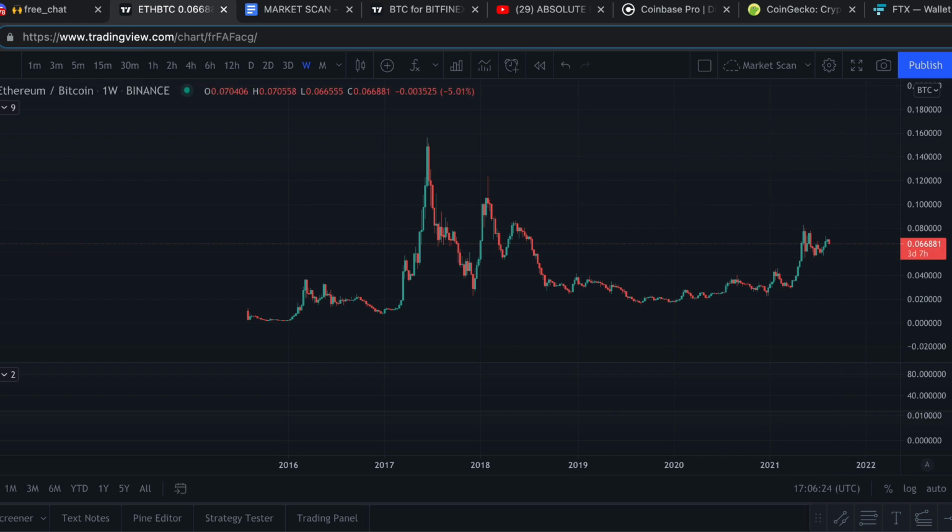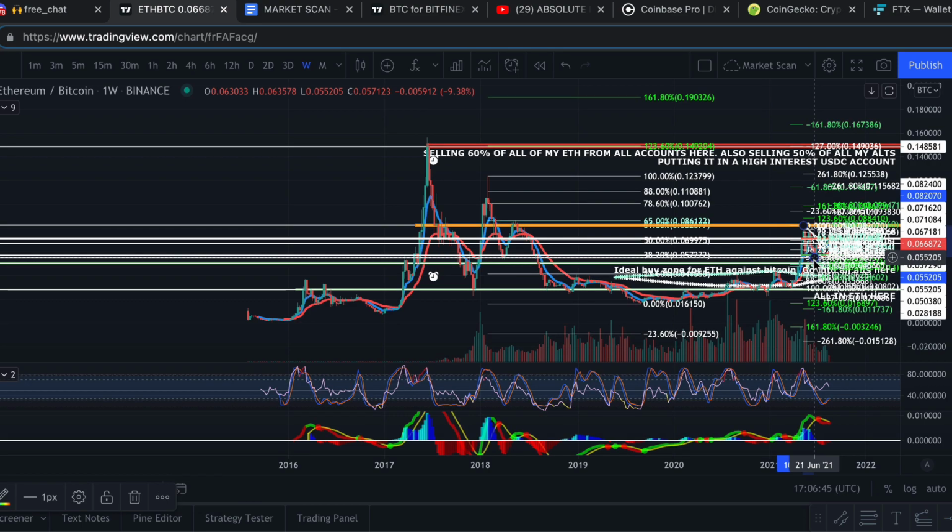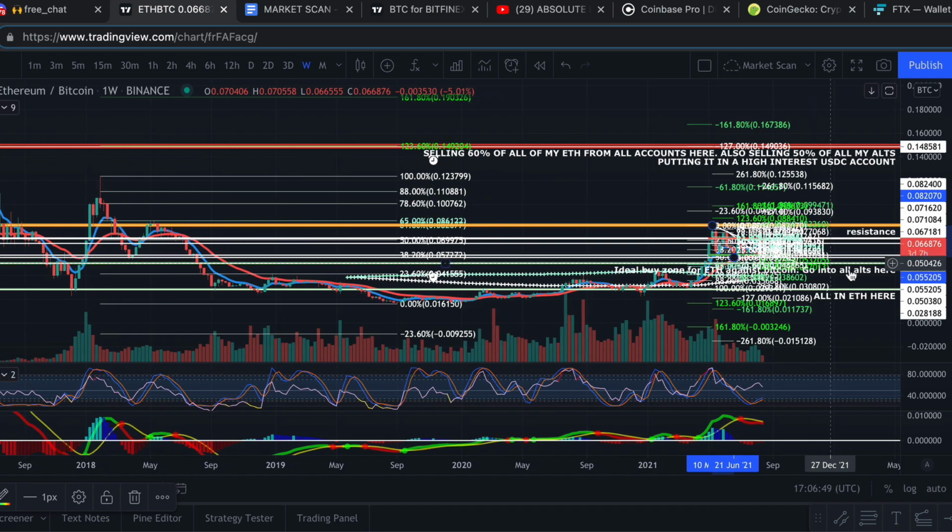And looking at this right now, I could tell literally right here is a huge area, because this was the biggest bounce right there, and then right here, all of the bounces. So if Ethereum against Bitcoin ever comes back down to this level, I am 100% going to be buying it.